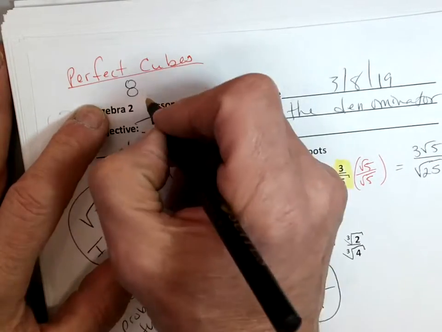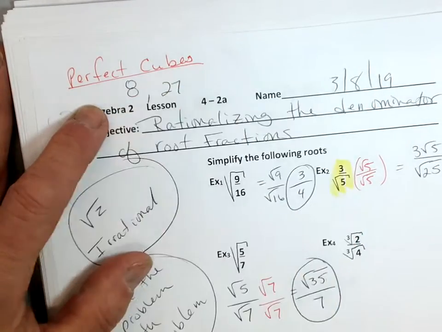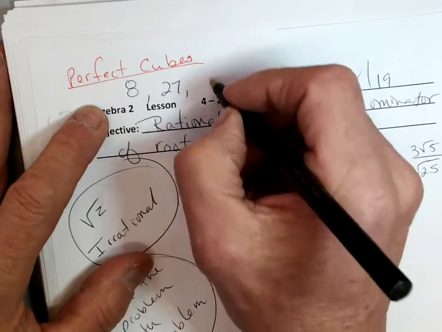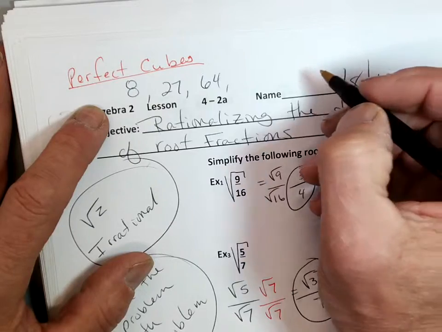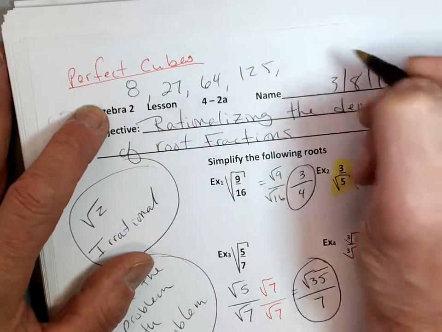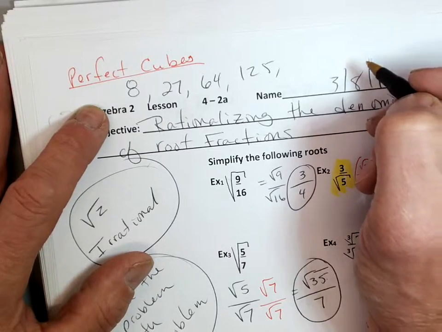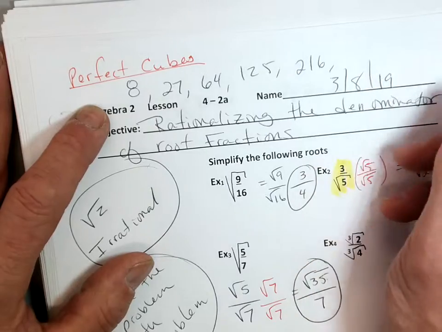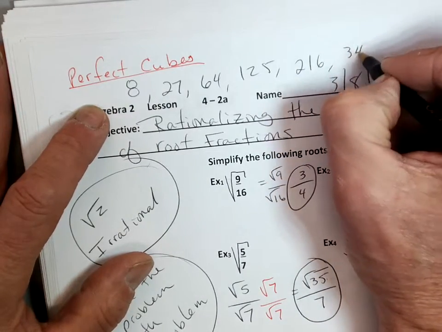2. What's the next perfect cube? 27. Because what's the cube root of 27? Good. What's the next perfect cube? I think it's 64. And then 125. I think it's 216, isn't it? 216. And then, is it 343? Yeah. Is it 343? And then we'll go one more.